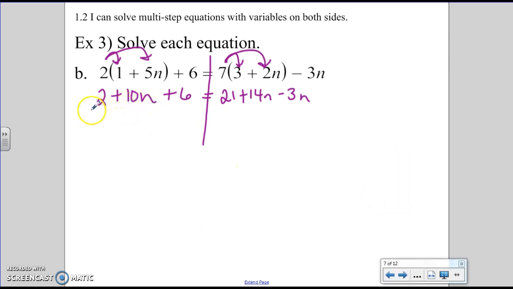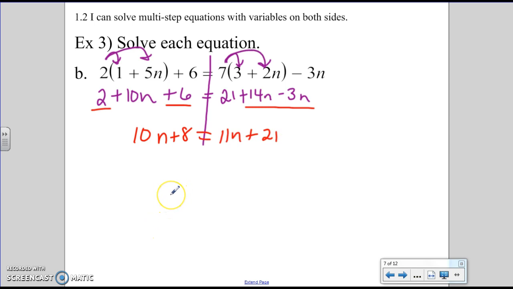Step 2, combine like terms. I have 2 and 6. 2 plus 6 gives me 8. Third step, combine your like terms on the left side. So 14n minus 3n is 11n. Bring my 21 down. You could put the 21 first, it doesn't matter.